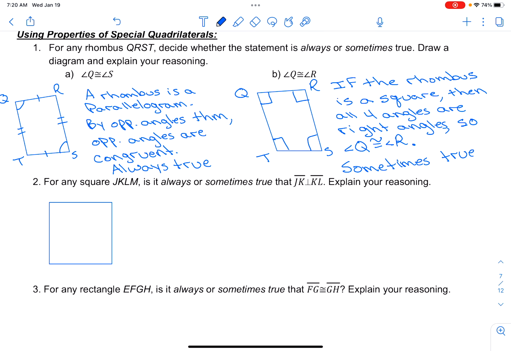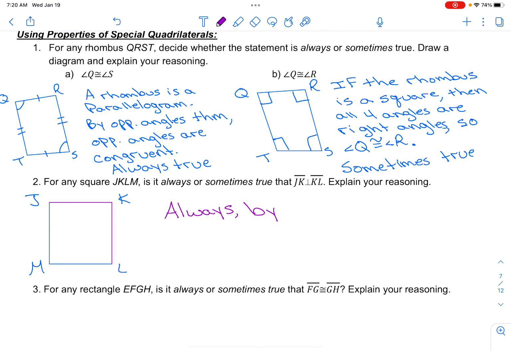So we have a square, JKLM, and it is asking about JK and KL, and asking if it is always or sometimes true that those two lines are perpendicular. So this is always going to be true, because remember, a square has four right angles, four 90-degree angles. So therefore, those two lines, they're going to form a right angle because this is a square.